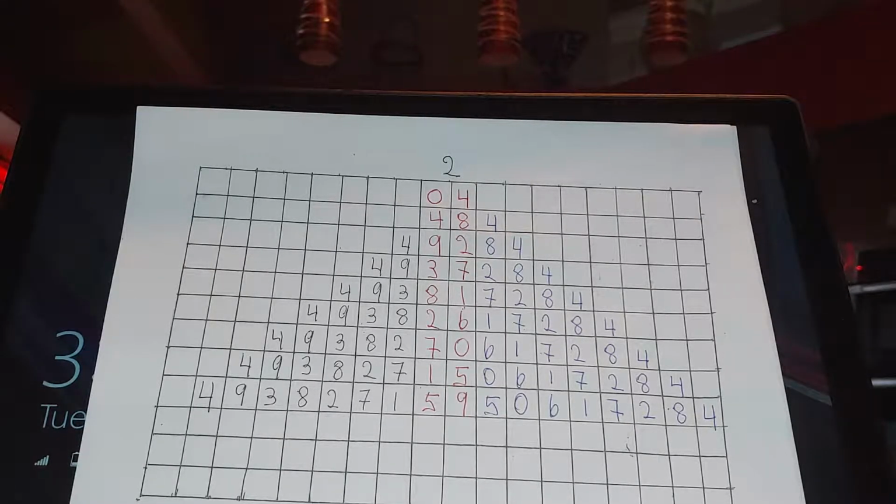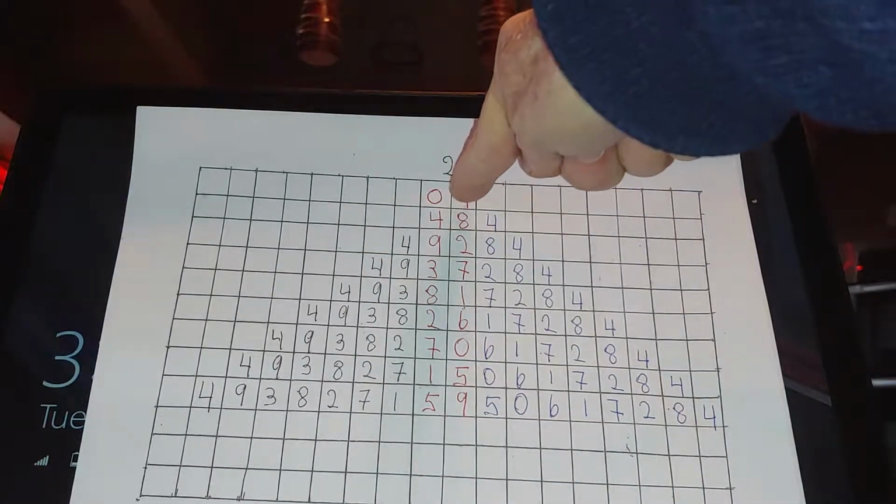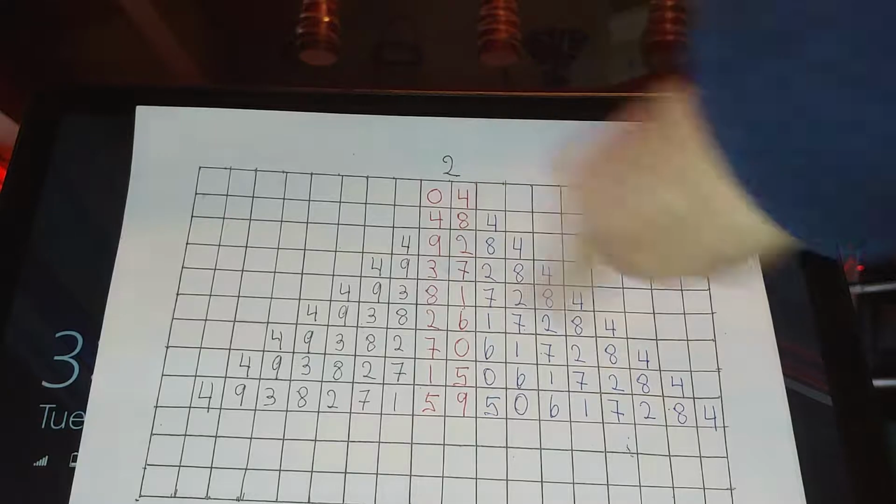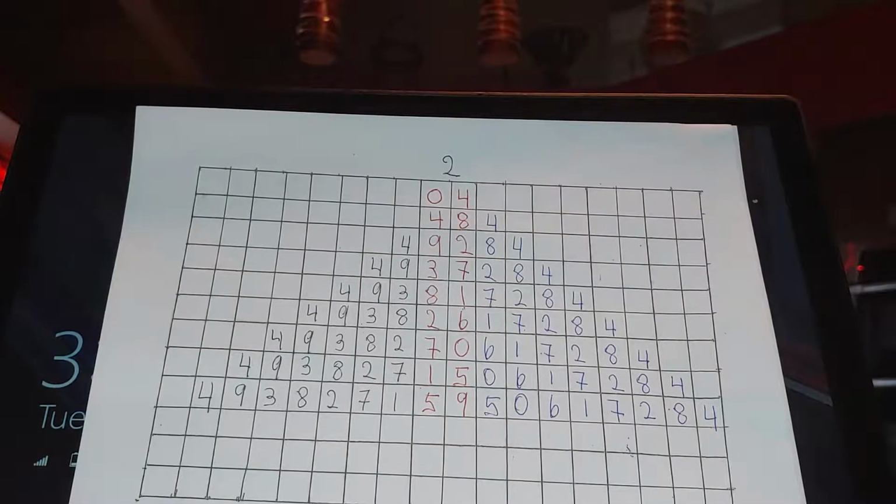Now with the 2, we have the same thing occurring. Basically what's going on is you see this number locks in on the right-hand side, and as it does on the left-hand side with the number 2.